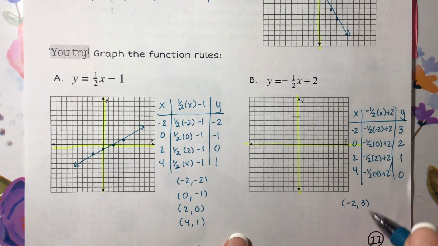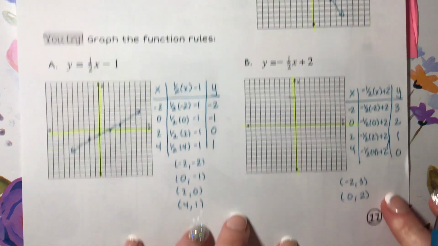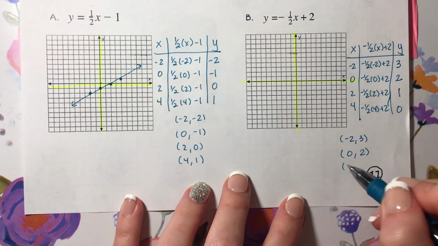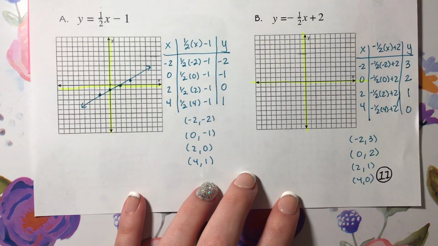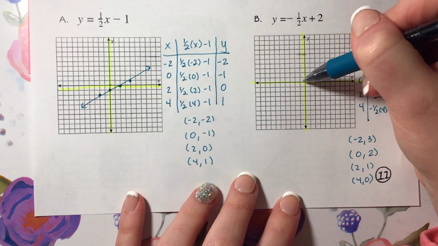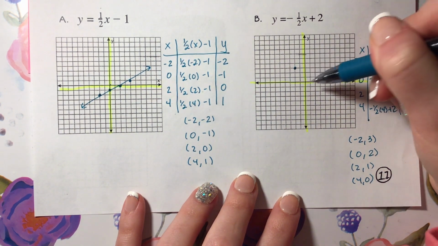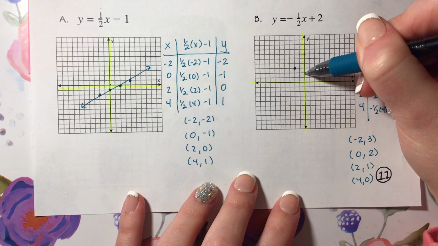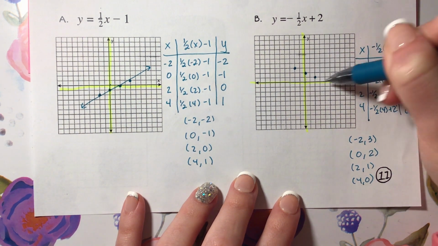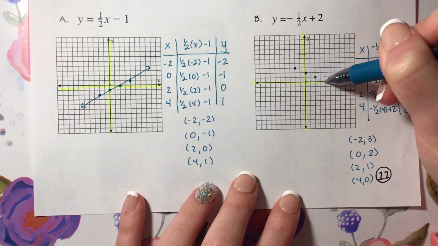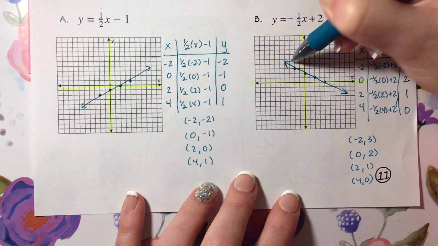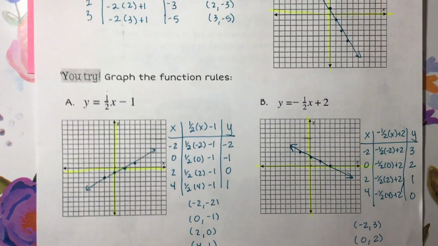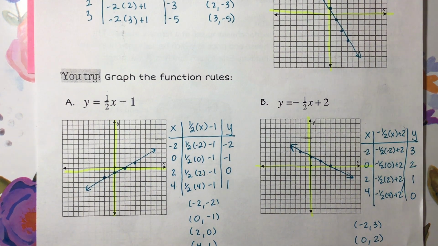All right, so now I have my coordinates. They are -2, 3, 0, 2, 2, 1, and 4, 0. And let's plot those. So we have -2, 3, back 2, up 3. And then 0, 2, left and right none, up 2. And then we have 2, 1, and then finally 4, 0. So we go to the right 4 and then up none. And that's my line right there. So notice it's all about setting up the table, substituting in your values, and then you get your coordinates.